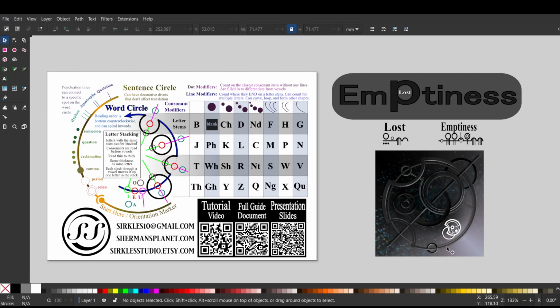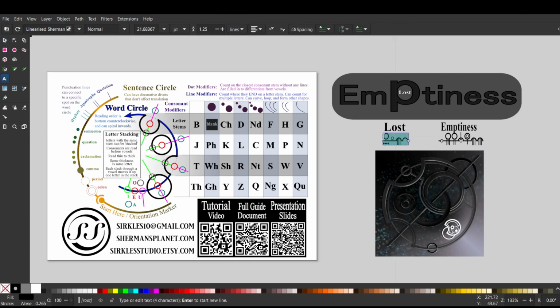Hello and welcome to the transcription explanation of this design. This is a bit of an older design and just a random writing prompt that I worked with. It says the word lost in the word emptiness, and I was trying to get the idea of lost in the emptiness. Anyway, the script uses a combination of these four letter stems with either dots or lines to make the consonant.